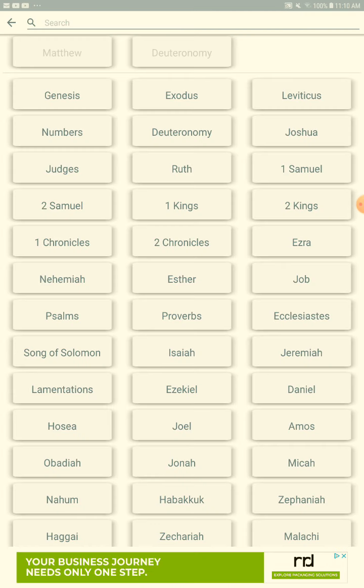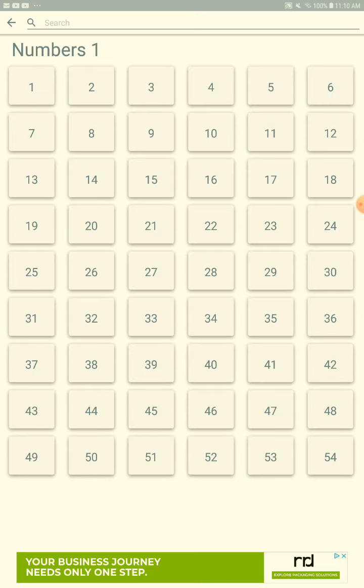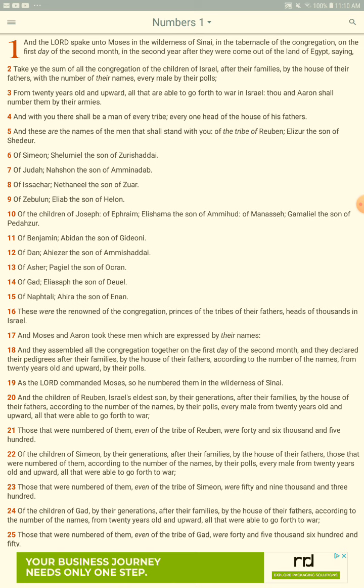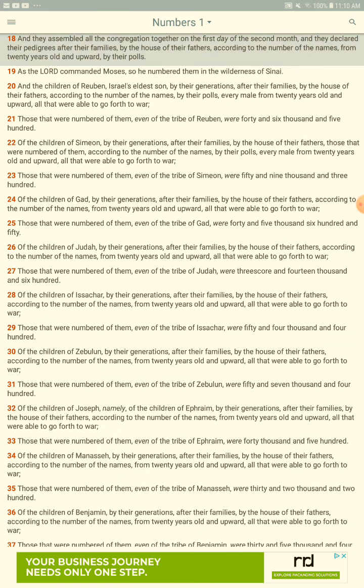Numbers 1:18. And they assembled all the congregation together on the first day of the second month, and they declared their pedigrees by their families, by the house of their fathers, according to the numbers of their names, from twenty years old and upward, by their polls.